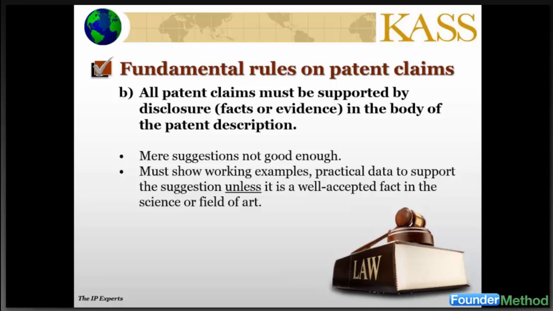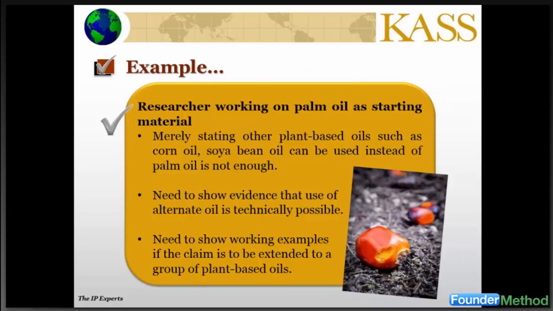Now, I'll give you an example here. Research work with palm oil as starting material. Merely saying that the other plant-based oils, such as corn oil and soybean oil, can be used is not good enough. You need to show evidence that use of the alternate oil is technically possible. You need some lab results. You don't need commercial production. Just lab results are good enough.